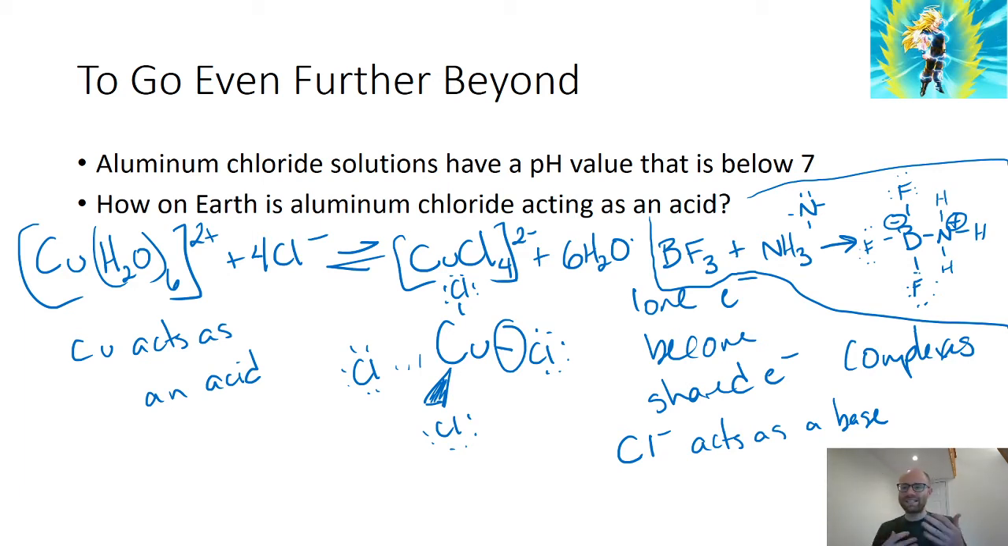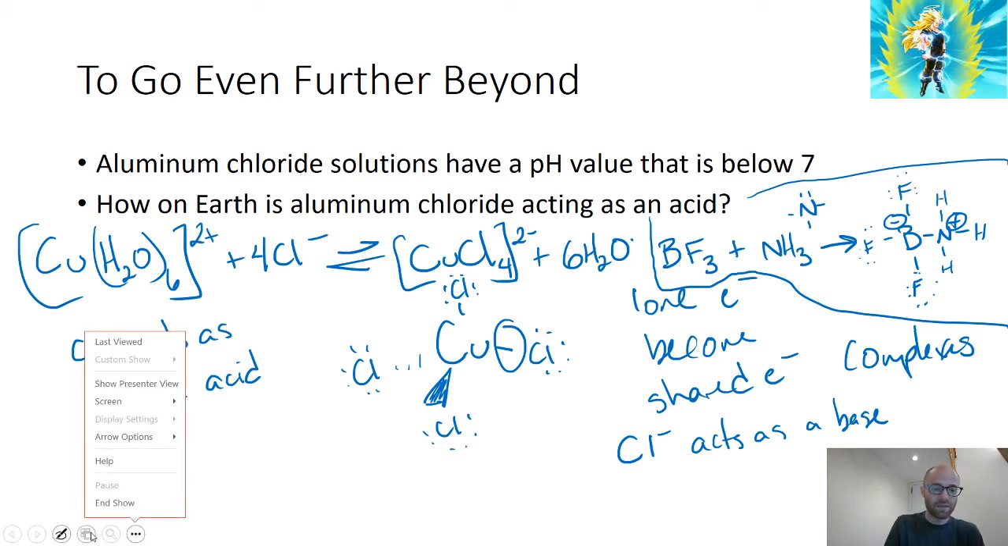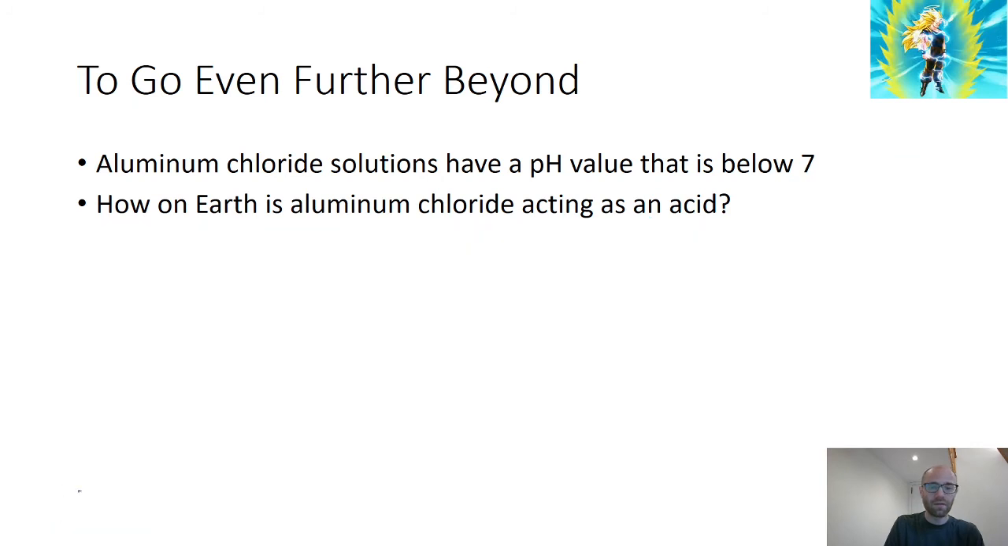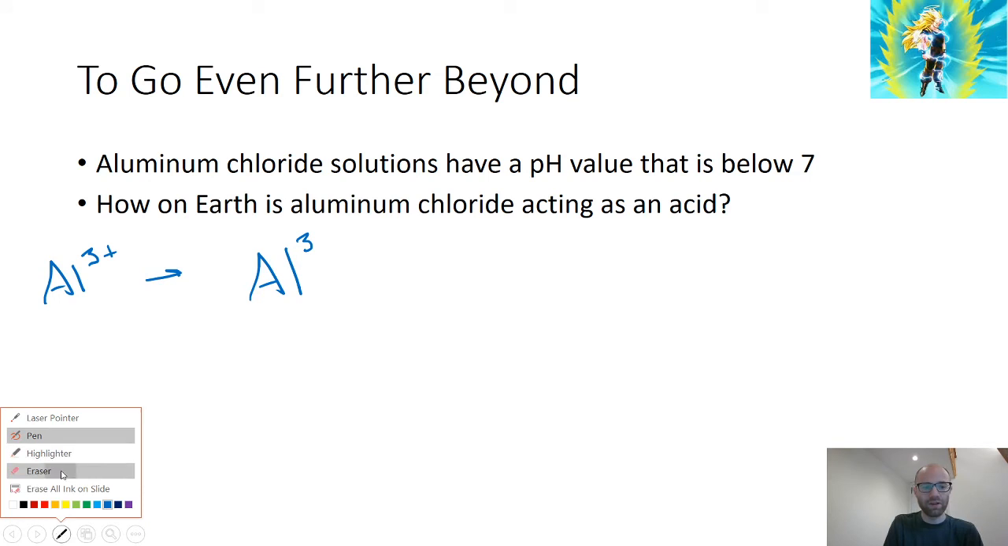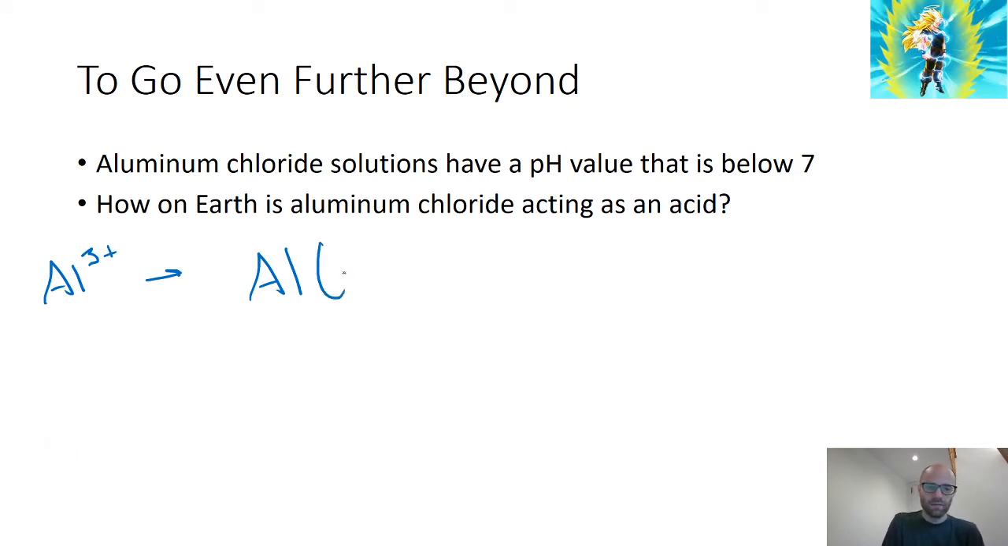So you can kind of play this game of, oh, it has a bond, oh, it doesn't have a bond. Now, none of this actually explains why aluminum chloride is acidic. And it has to do with aluminum. When aluminum dissolves in water, it doesn't just stay aluminum, in much the same way that copper doesn't stay copper. I believe that aluminum gets surrounded by 6 waters.